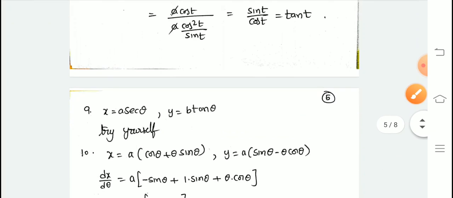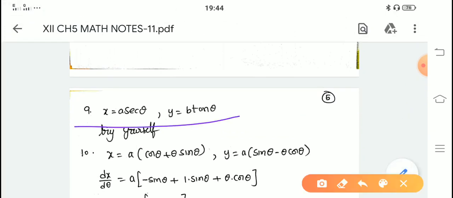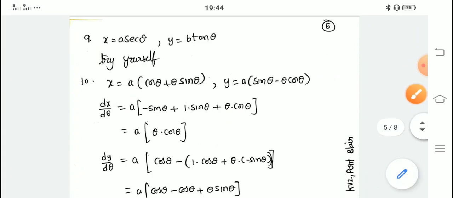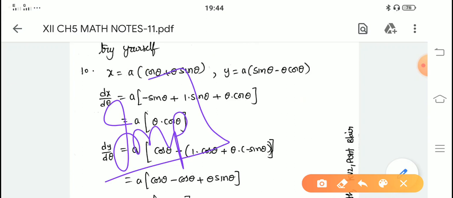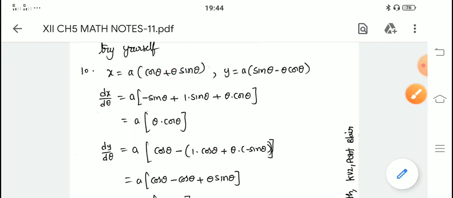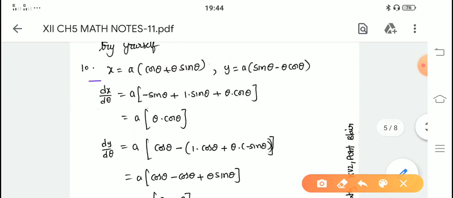Next, x is equal to a secant t, y is equal to b tan t. I explained this in the example problem. You can see that same problem. Try it yourself. This is also a very important question. First I am telling: x is equal to a (cos theta plus theta sin theta), y is equal to a (sin theta minus theta cos theta).